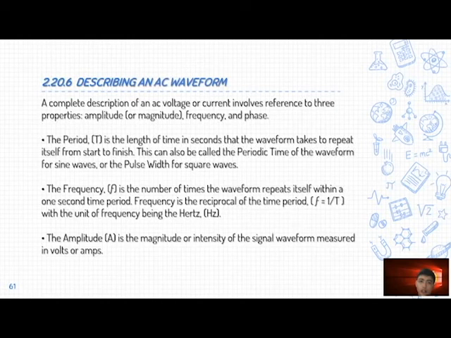In an AC circuit, we focus on the period, frequency and amplitude. These are also the values used to describe an AC waveform. T is the length of time in seconds that the waveform takes to repeat itself from start to finish. The frequency is the number of times the waveform repeats itself within a 1 second time period. The amplitude is the magnitude or intensity of the signal waveform, measured in volts or amps.